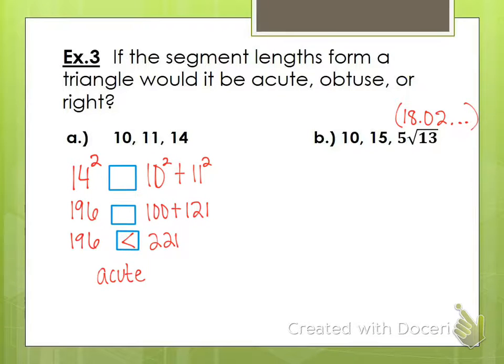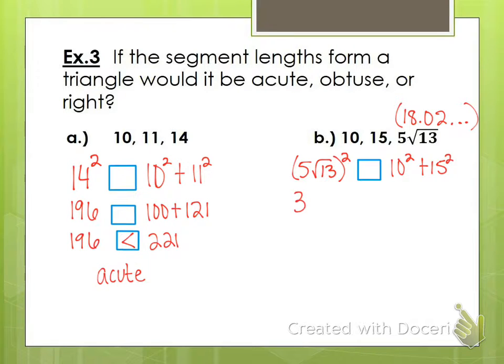All right, so when we do this, we check to make sure the sum of the smaller two is bigger. It is. 25 is bigger than 18 point anything. So then we move on. What are we plugging in for c? 5 root 13. Okay, so 5 root 13, that whole thing gets squared, compared to 10 squared plus 15 squared. What is 5 root 13 squared?